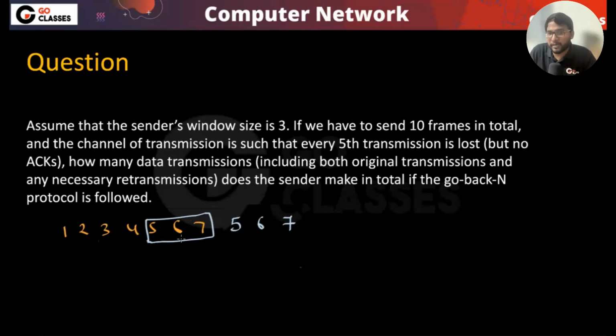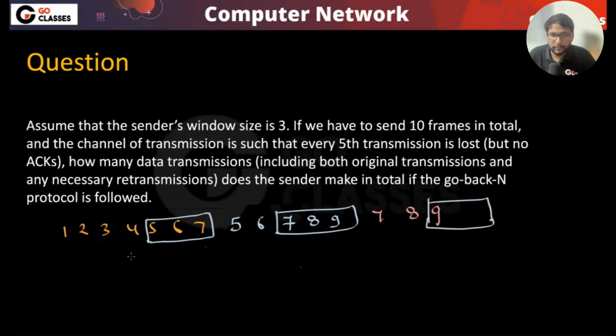Now every 5th packet means this is 1, 2, 3, 4, 5. Now 7 will be lost. So if 7 is lost, you will basically have 7, 8, 9 in the window. Now, if this is lost, you will again be sending 7, 8, 9. Now 1, 2, 3, 4, 5. Okay, so 9 will be lost again. At that moment, you will be having 10, right? And then you will be sending 9 and 10.